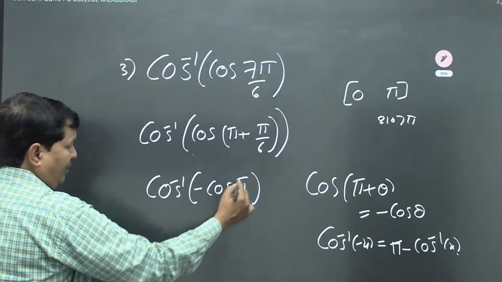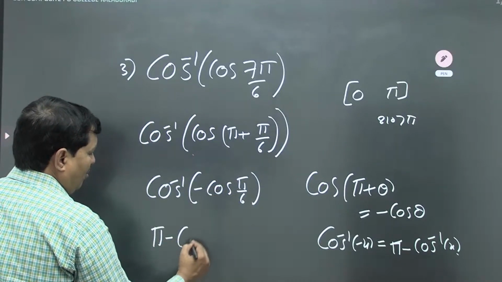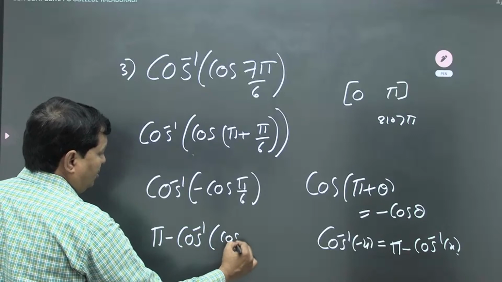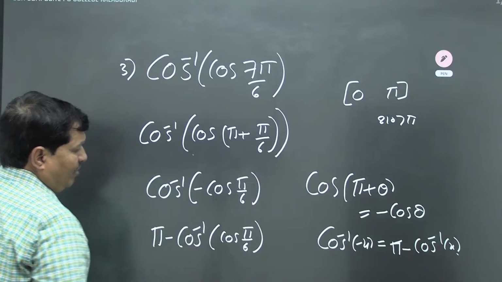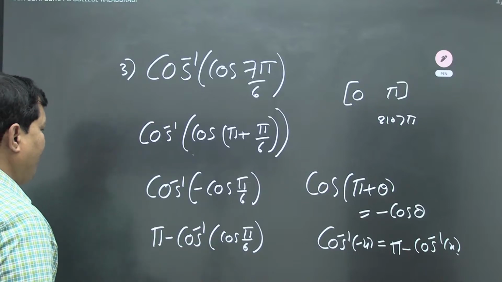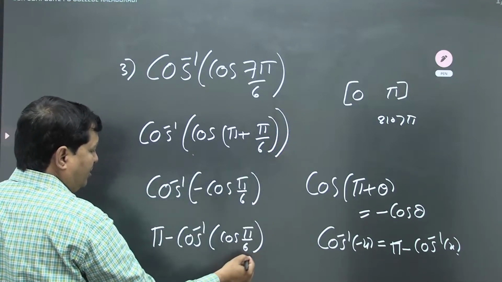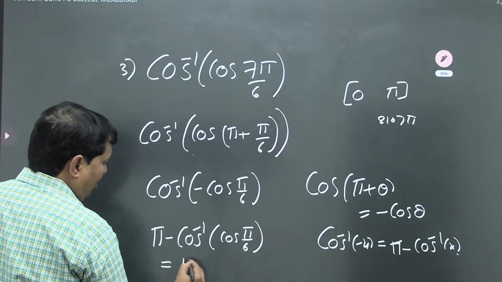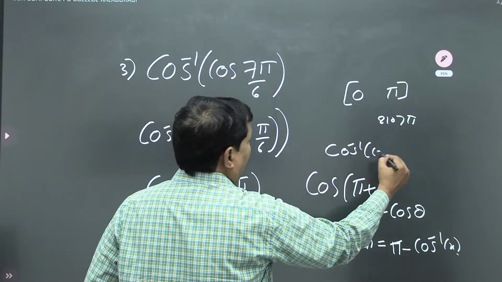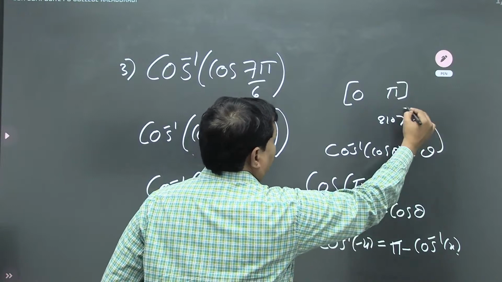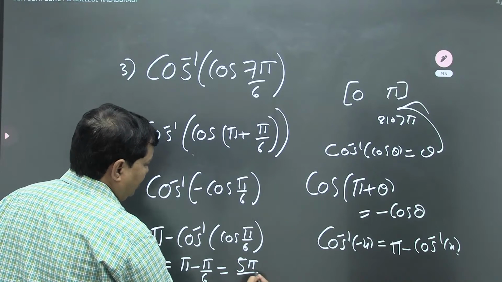Therefore, in place of x here, pi by 6 is there. So I want to write pi minus cos inverse of cos pi by 6. Cos inverse of minus x equals pi minus cos inverse of x. Now here we have cos inverse of cos theta, and theta lies between 0 to pi because it is 30 degrees. Therefore, you can write it as pi minus pi by 6, by using the property cos inverse of cos theta equals theta if theta lies between 0 to pi. Therefore, 5 pi by 6 is the answer.